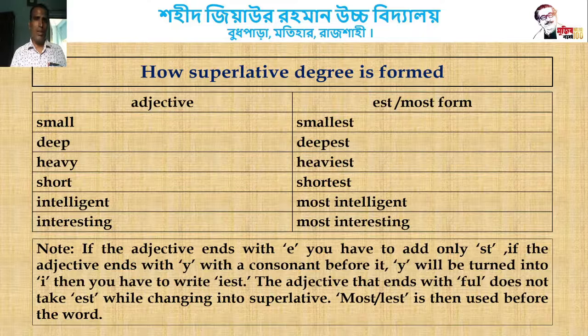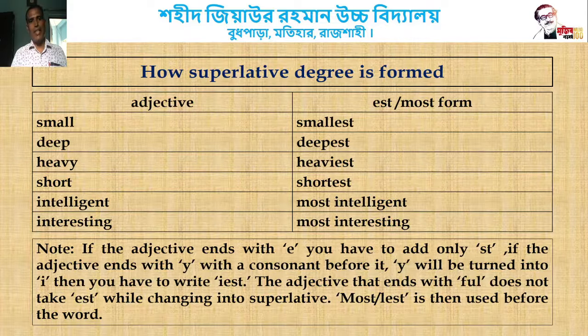Dear students, follow this example. In my earlier lecture, I told you that the comparative form of the word small was smaller. But now, small will be smallest when we use the word as superlative form. And the next, deep, deepest, heavy, heaviest, short, shortest, intelligent, most intelligent, interesting, most interesting. Now, my dear student, if the adjective ends with e, you have to add only st.